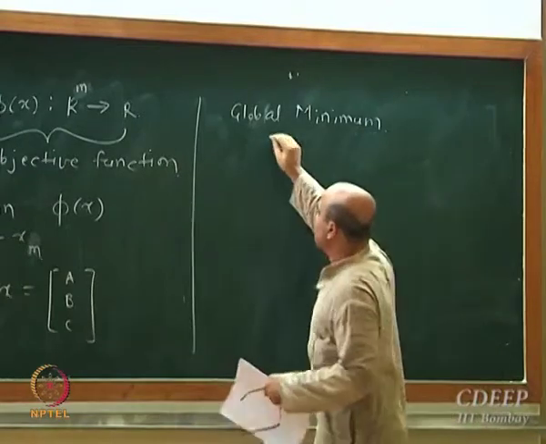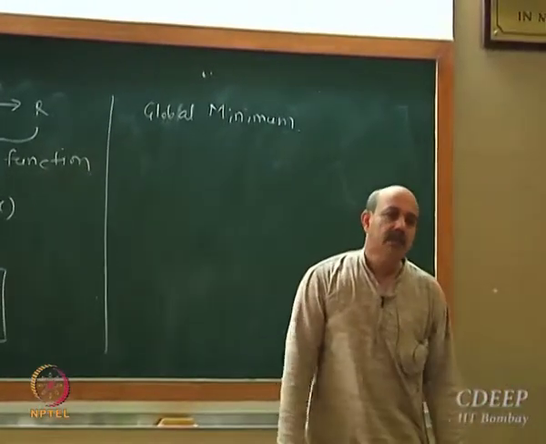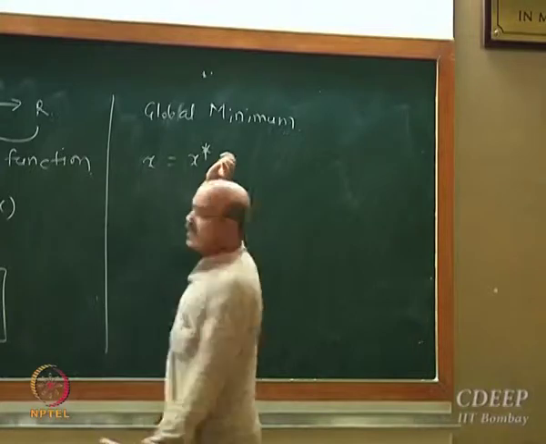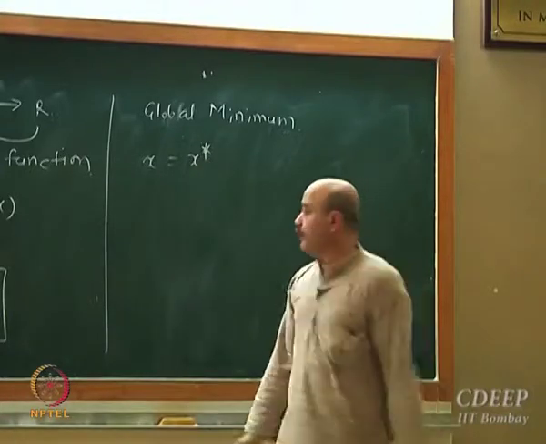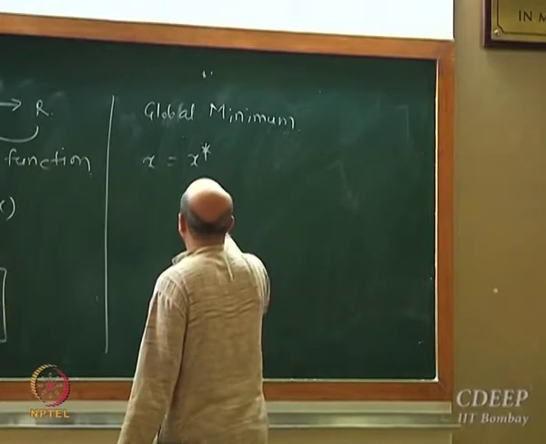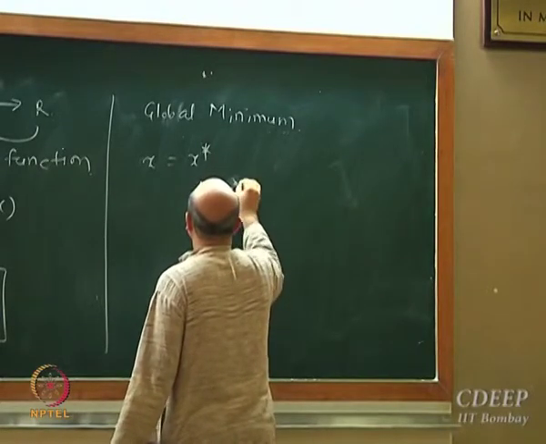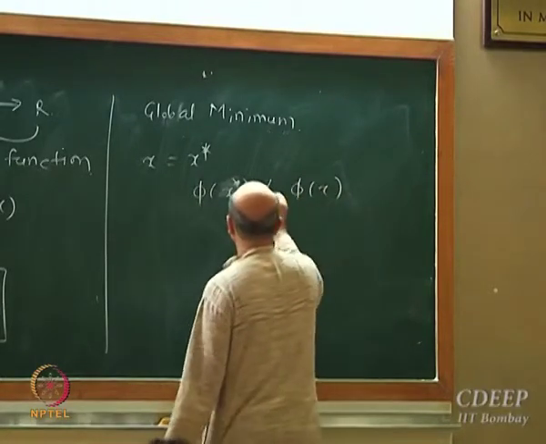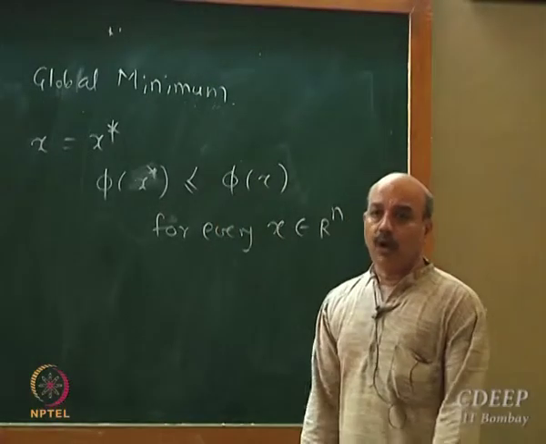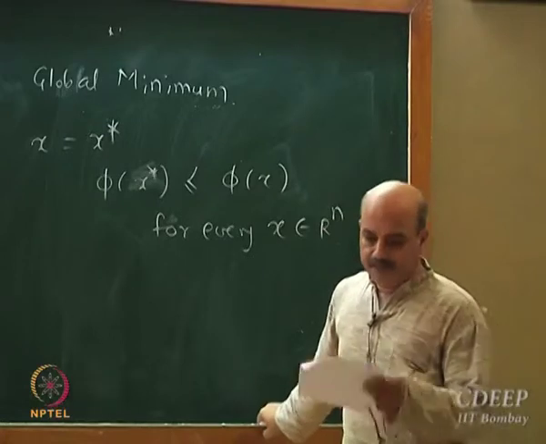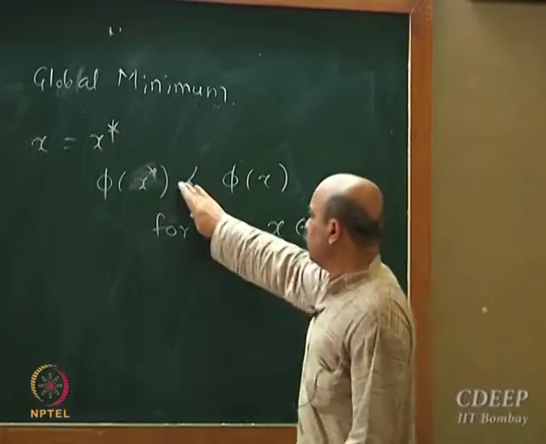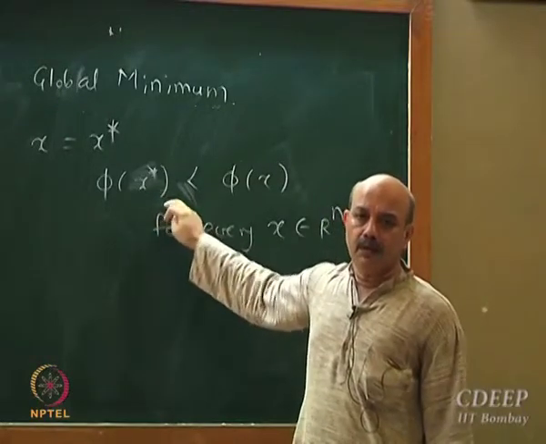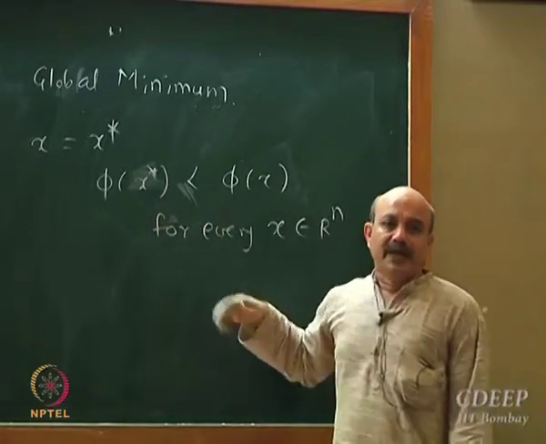Now the first concept that we need to know is a global minimum. A point x equal to x star is called a global minimum if phi of x star is less than phi of x for any other value of x. Actually, equality is not there.